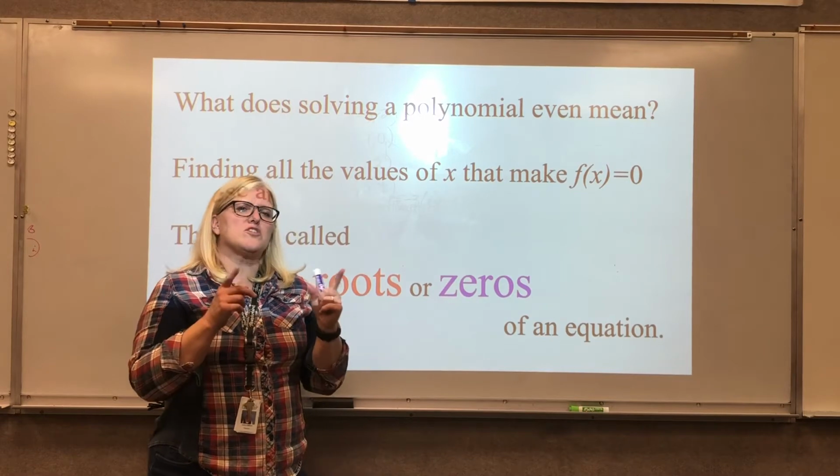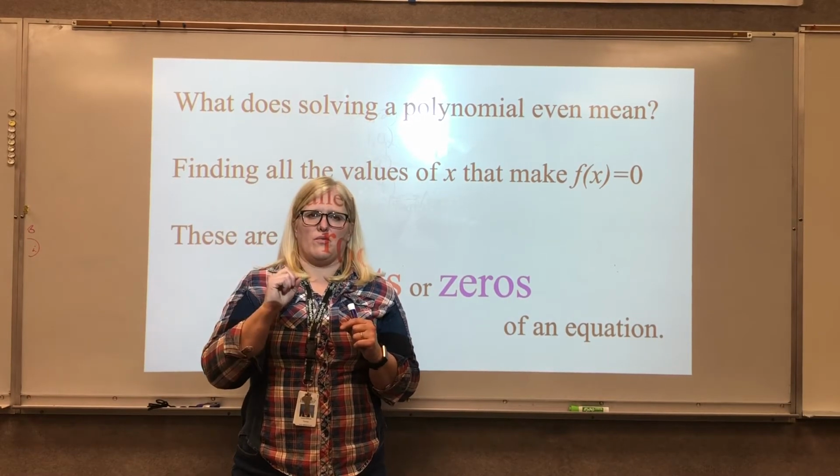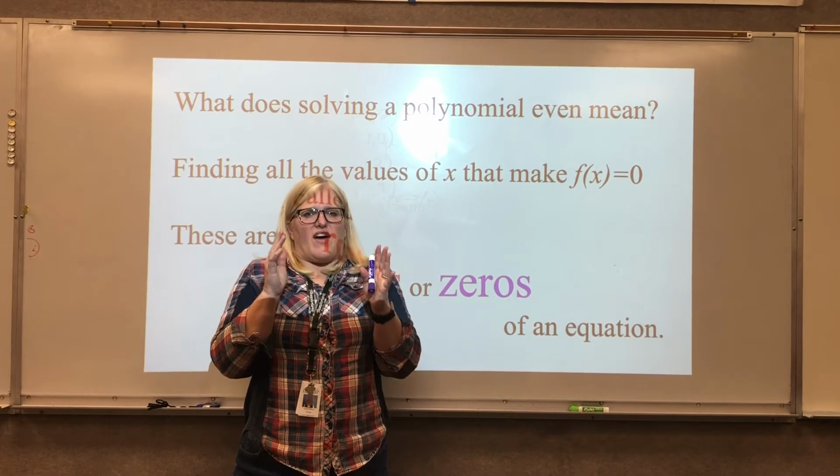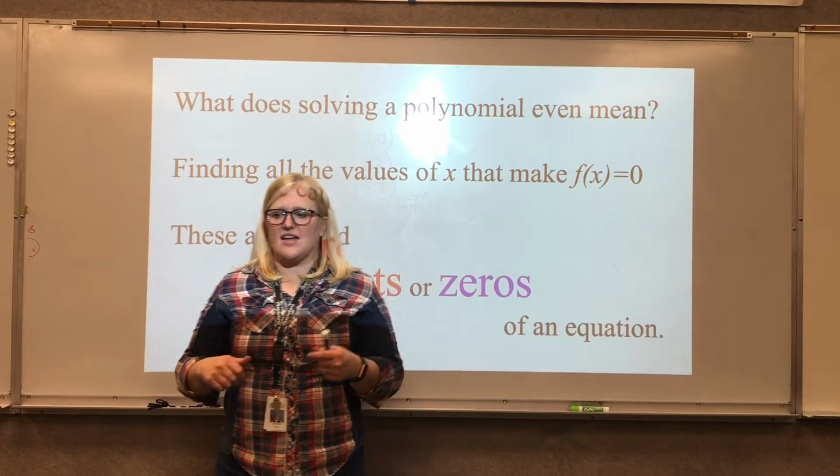So basically what we're doing is we're taking the polynomial and we're saying equals 0. And then we have to solve that and find the values of x that make that 0.